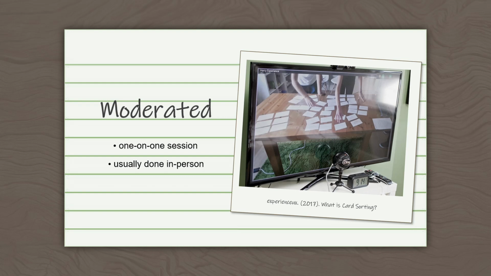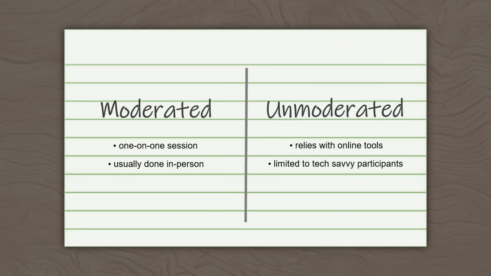Then you can copy them before and after the participants sort it, unlike in unmoderated, which already relies on online tools to conduct the card sorting. So it is faster because you can have multiple participants at the same time, and the analyzation process is done by the online tool itself.